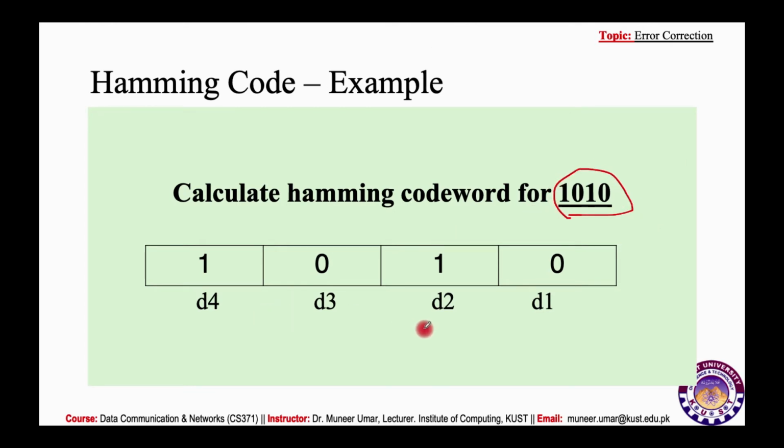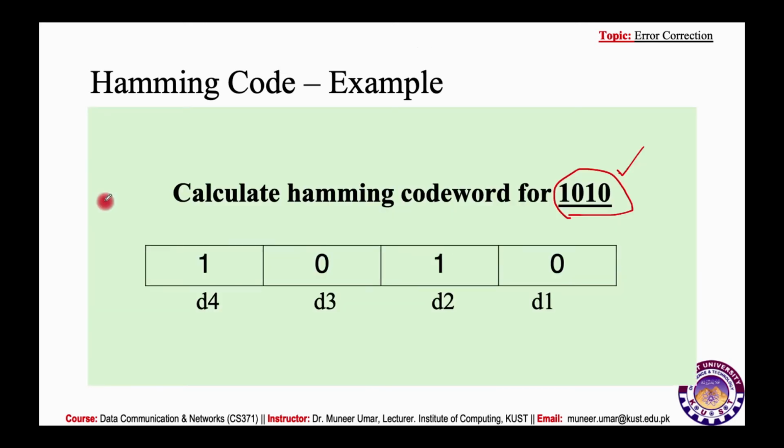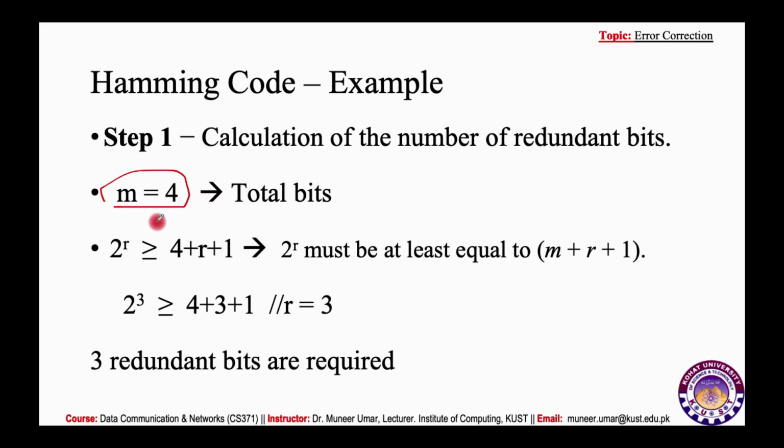So if we put this data in the table, we have D1, D2, D3 and D4. These are the four data bits. Now we are going to calculate the Hamming code word for this given data. Step number one, calculation of the number of redundant bits. How many R's are required for these four bits? So M is equal to 4. We have 4 bits, so M is equal to 4.